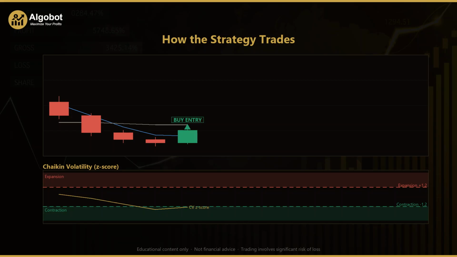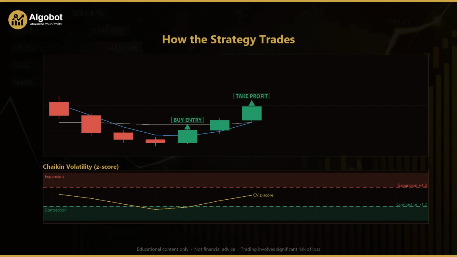Watch the gold line in the subpanel. As the spread dries up, the z-score slides down and pushes into the green contraction zone, dropping below -1.2. This is the quiet, apathetic exhaustion that often marks a selling climax burning out. But contraction alone is not a signal. Notice that through this whole decline, price stays below the gray baseline, confirming a genuine down move is in play. That's the context the strategy demands before it will consider buying.